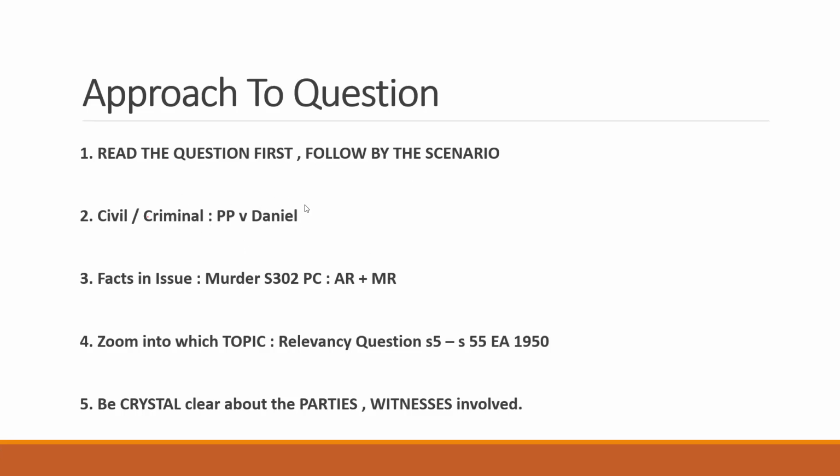In this case, we do not have any doubt. This is a PP against Daniel. And what are the facts in issue or relevant facts? This is obviously about a murder. Even though you don't know the section, never mind. It's a murder, and you must zoom in to which topic. Usually, this sort of scenario question, they'll talk about relevancy, in the sense of sections 5 to 55. Do not just talk about 6, 7, 8, the ones commonly used in the exam.